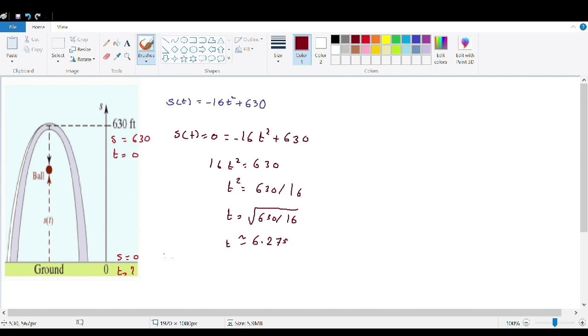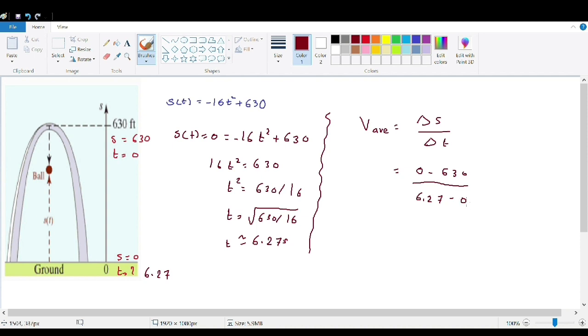So at this point we know that s is equal to 0 and t is approximately 6.27. To find the average velocity, v average is equal to delta s over delta t, where we know that s here is equal to 0 and s here is equal to 630. So it will be 0 minus 630, divided by, and we know that t here is equal to 6.27, so 6.27 minus the starting one, which is 0.